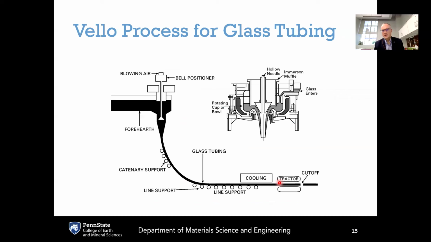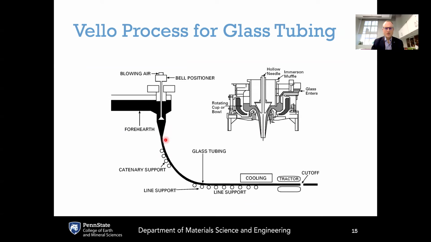The Vello process is kind of a variation on this theme. Again, there's blowing air that goes in to make tubing, or you can pull a slight vacuum here to make a rod. Either way, the difference is that now the glass is coming down vertically. Instead of onto a sleeve, it passes around this bell-shaped thing here, and the glass comes around this bell, and either air is blown into it to open it up as a tube, or there's a slight vacuum to close it up as a rod.